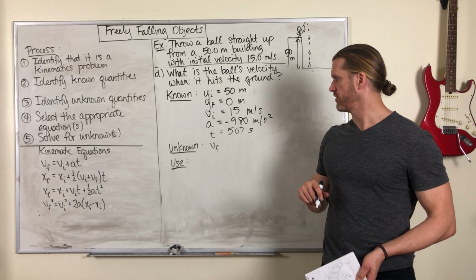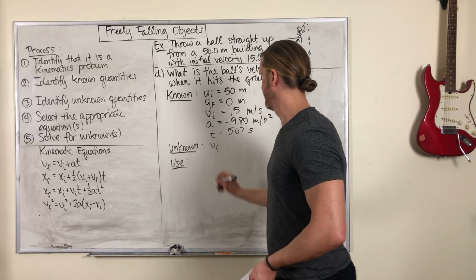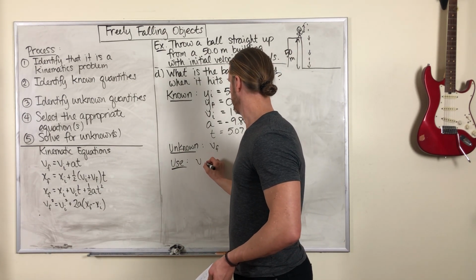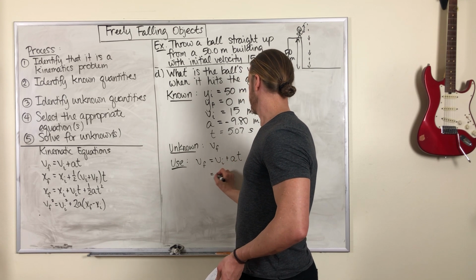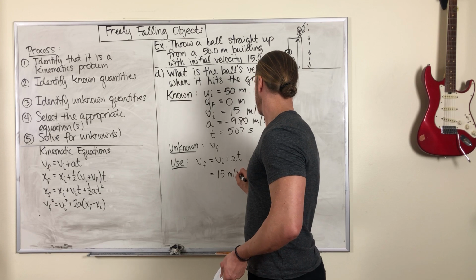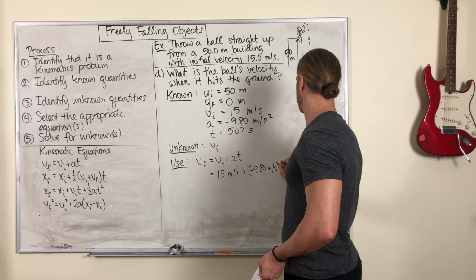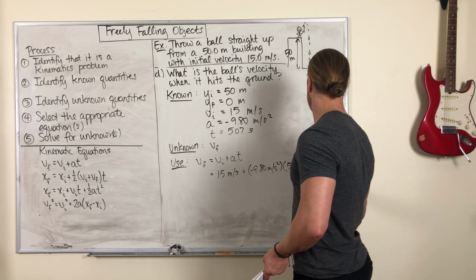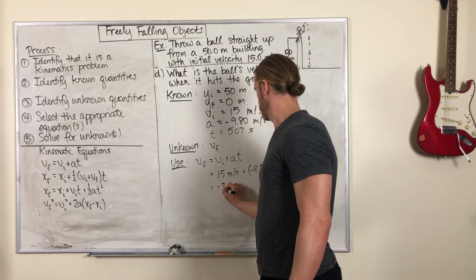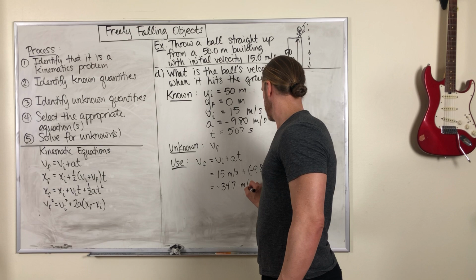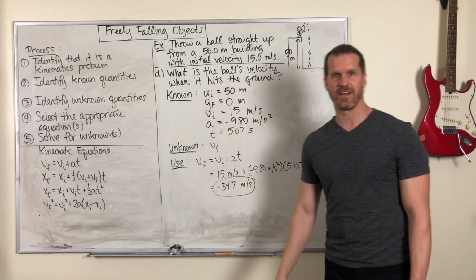There are a couple different ones we could use. I think the first one is the simplest. We won't have to do any algebra. V final equals V initial plus at. Super easy. 15 meters per second plus negative 9.8 meters per second squared times 5.07 seconds. That gives you negative 34.7 meters per second.